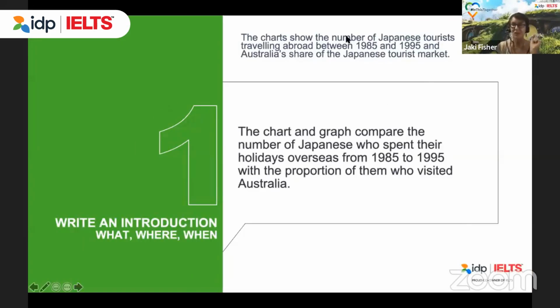Introduction. So this was our topic. The fastest way to write the introduction is just rewrite the topic, change as many words as you can. Yeah, so you see here, the charts show, instead here we write the chart and graph compare, different words. Number of Japanese tourists, so number of Japanese who spent their holidays overseas. So we just change the words. That's the fastest way to write the introduction.